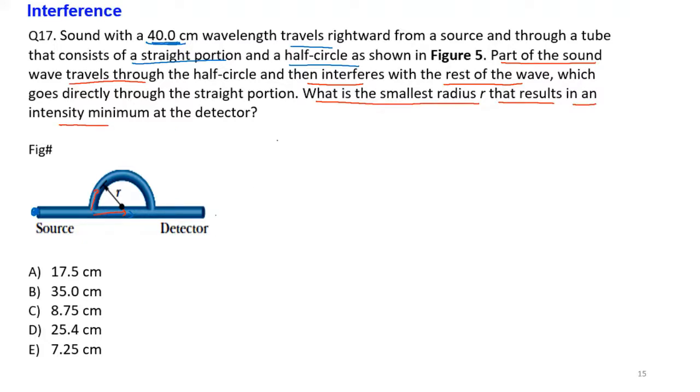So as you know, minimum intensity means wave number 1, which is going in the straight direction, and wave number 2, which is going in this direction, will have to destructively interfere. So destructive interference, what does it mean? Of course, it means that delta L divided by lambda should be equal to what? Half, 3 halves, 5 halves, etc.